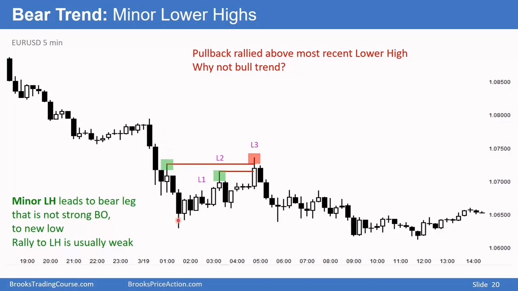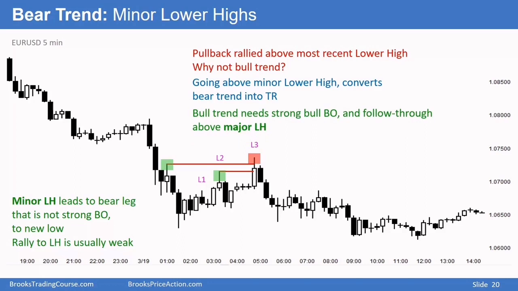And when you're in a bear trend and it starts to get a pullback with a lot of bars, very often it goes above minor lower highs, but the trend is still intact and you expect another new low. If it goes above a major lower high, most traders would look at the bear trend as being over. And when a bear trend ends, usually it converts into a trading range. Sometimes it'll immediately convert into an opposite trend.